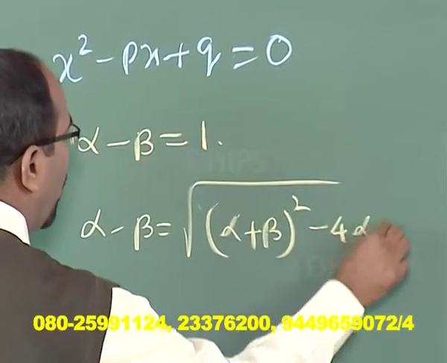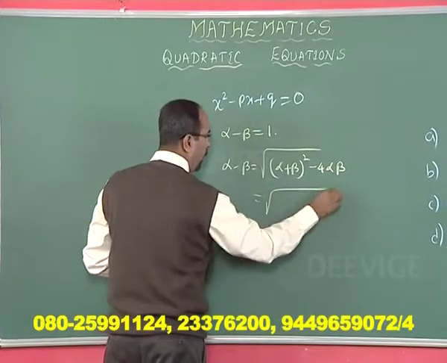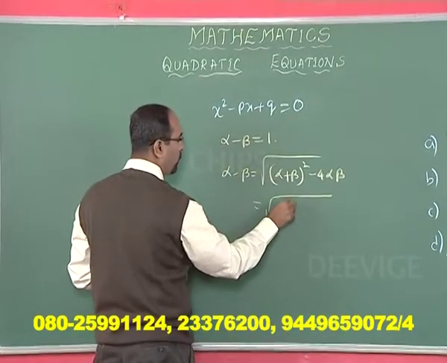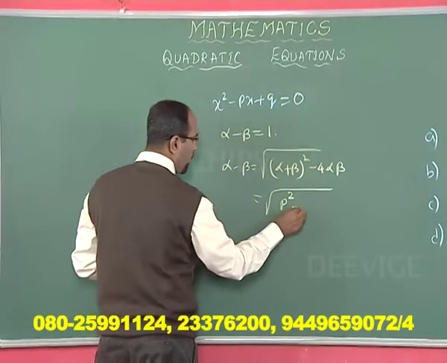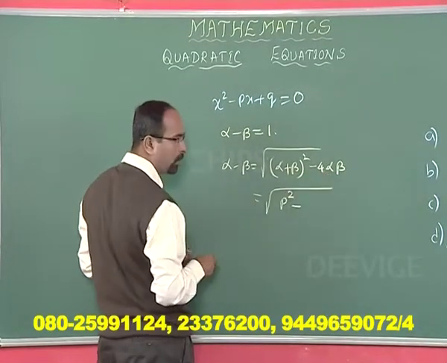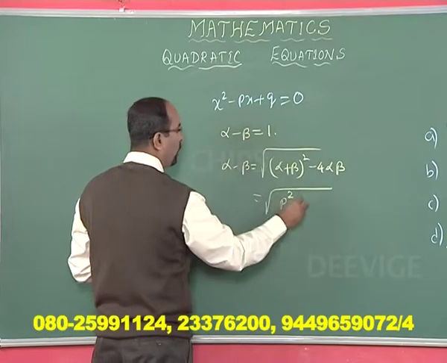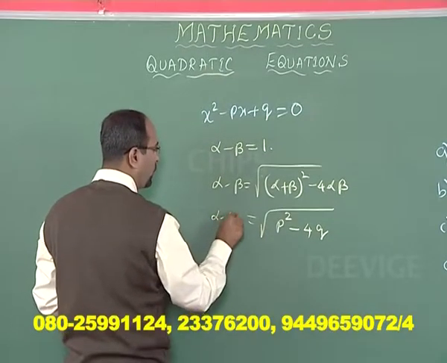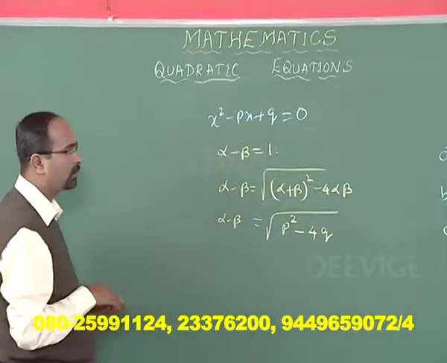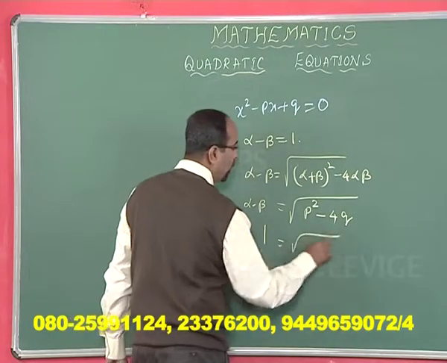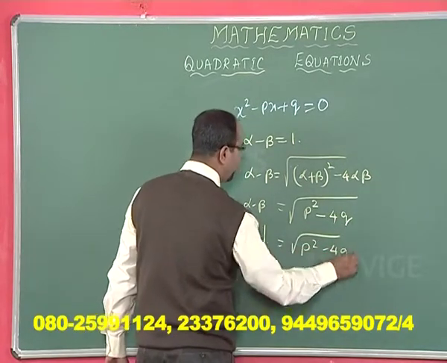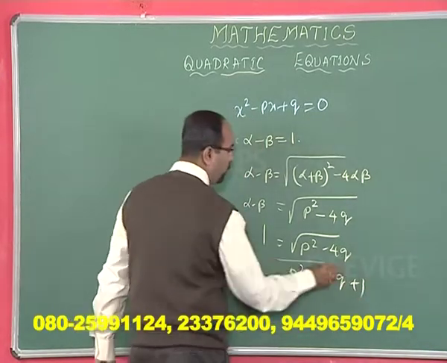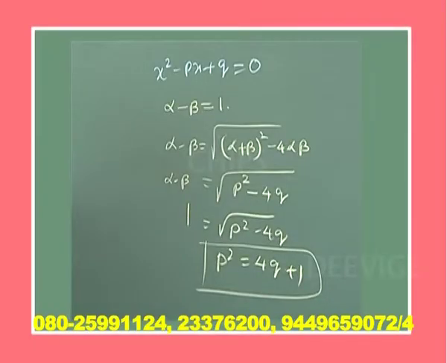minus 4 alpha beta. That is, alpha plus beta is the sum of the roots. The sum of the roots is given by p, therefore you will get p square here, minus 4 alpha beta, where alpha beta is the product of the roots. The product of the roots is given by q by 1. So alpha minus beta is equal to root of p square minus 4q. Therefore, 1 is equal to root of p square minus 4q. Therefore, p square is equal to 4q plus 1. That clearly says option B is correct.